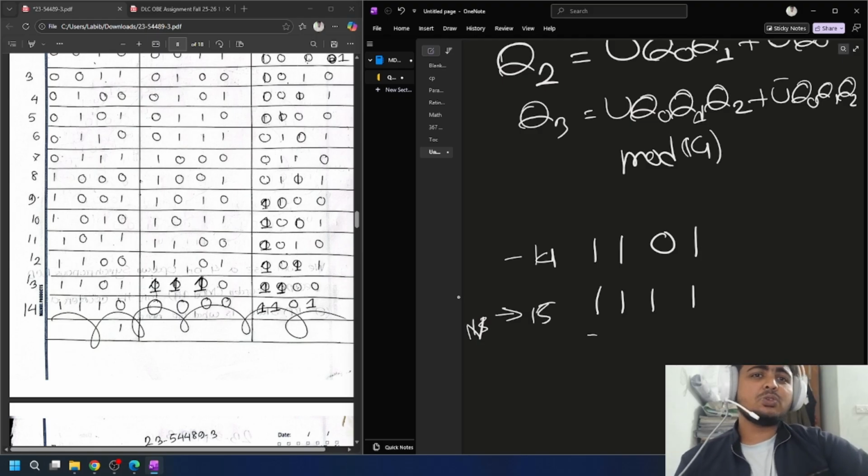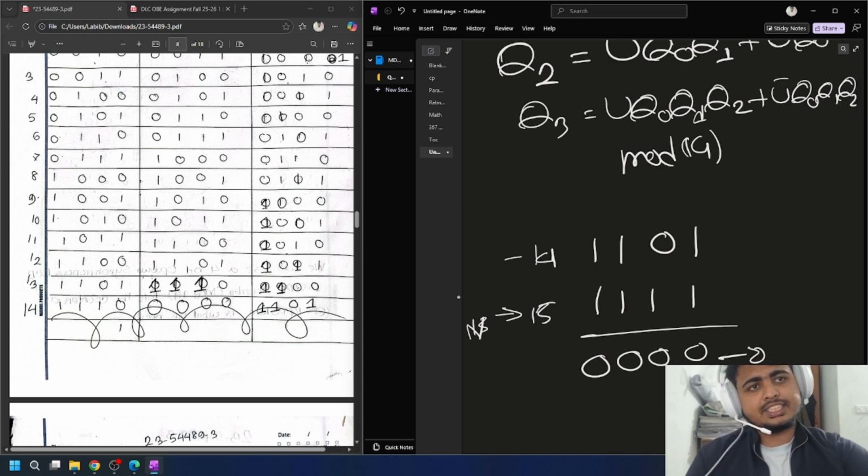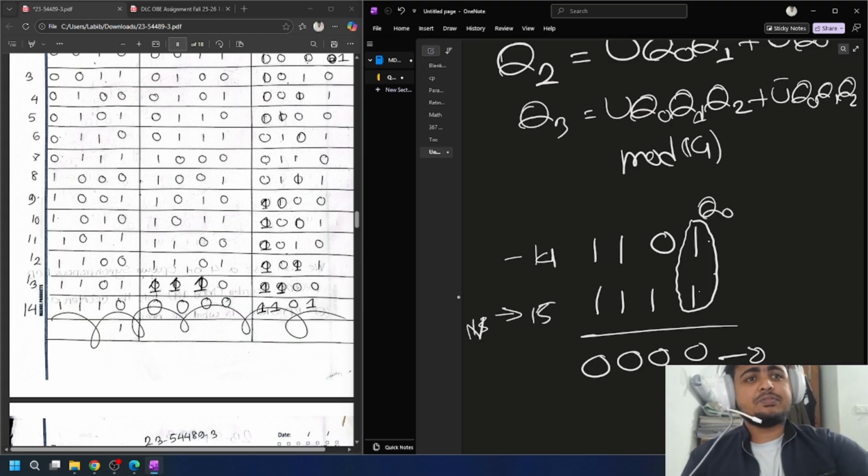So what do we do? We need to change this value to 0000, which means 0. So how does it do that? Let's see. This is the number. It is 1 1 0 1. That means Q0 stays 1, so we need to forcefully toggle this value to get the 0.